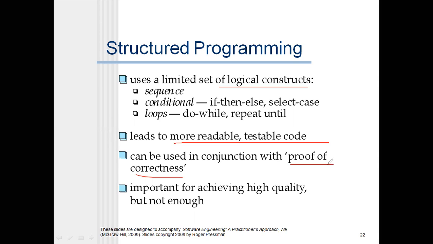That is the process logic here, isn't it? If we implement one logic, if you write one logic there, that should give the correct results to us. Otherwise, there is no use of that particular logic, right? And the next point is important for achieving high quality, but not enough. These are all important to achieving high quality. You may include many other things also, right?